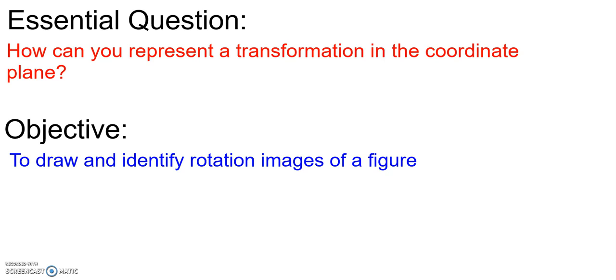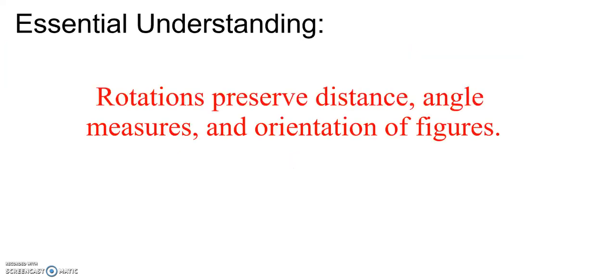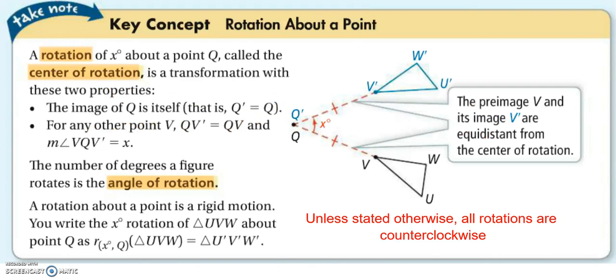Our essential question is how can you represent a transformation in the coordinate plane? And our objective is to draw and identify rotation images of a figure. So rotations preserve distance, angle measures, and orientation of figures. Rotations also preserve size and shape, so it's a rigid motion.